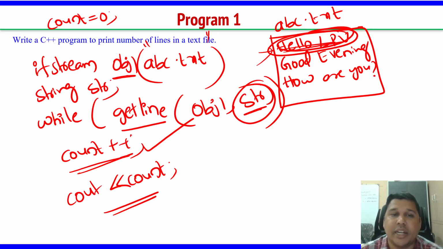Until you get the text, you keep iterating over that loop. Once you get the values from that particular string, then you can do count++, and you can print that count.